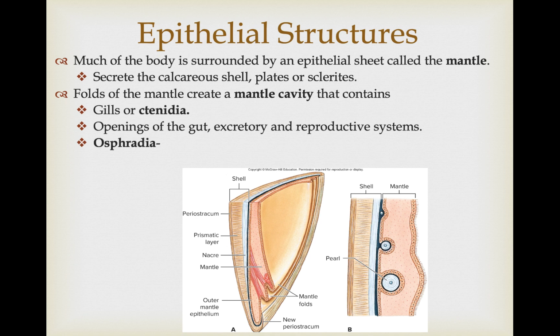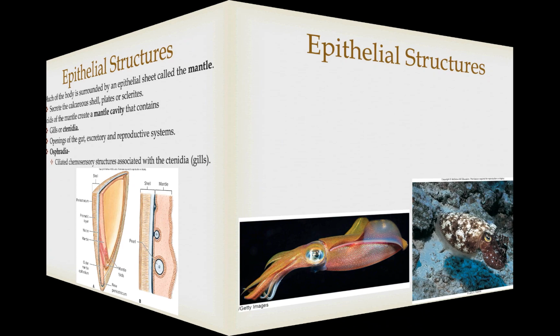cavity. And also associated with the gills, we have the osphradium. This is a ciliated chemosensory structure that we'll see is an important sensory structure in most mollusks.